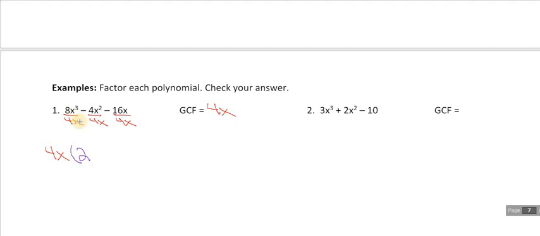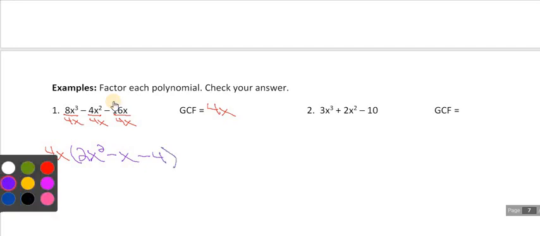X cubed over x is x squared. Then I have a minus sign. 4 divided by 4 is 1. X squared divided by x is x to the first. 16 divided by 4 is 4. We had that minus sign, so we have minus 4, and the x's cancel. So here's our answer.